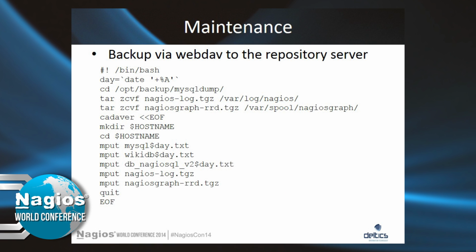Backup is also quite important. We want to do backup for all our servers. So we created a bash script which will zip all the Nagios log files and the Nagios graph RRD files, just to make sure we've got our archives and our history. Then we use Cadaver for a WebDAV system, and the Cadaver configuration sets up how to connect to our central server. This is done via the internet. As you can see, we've got some SQL files we want to back up, and we've got the log files and the RRD files.